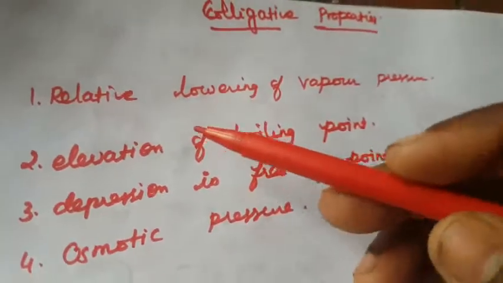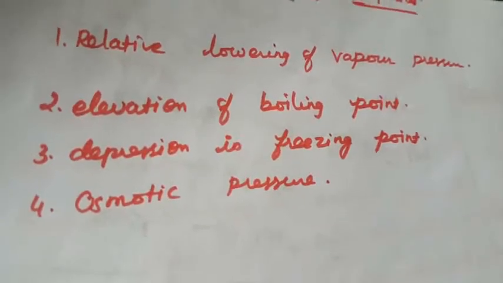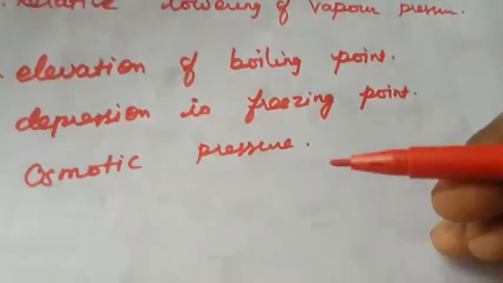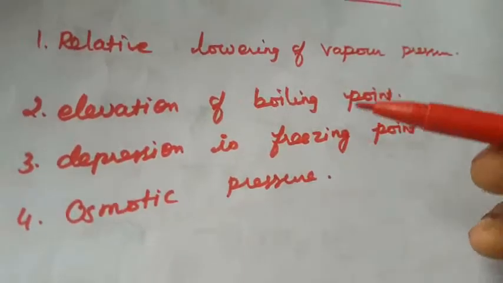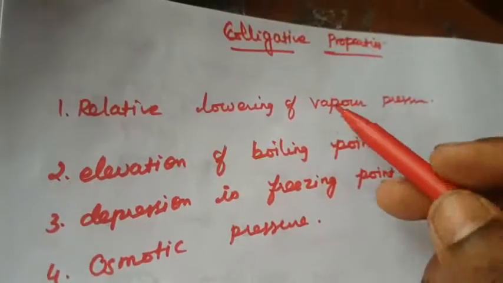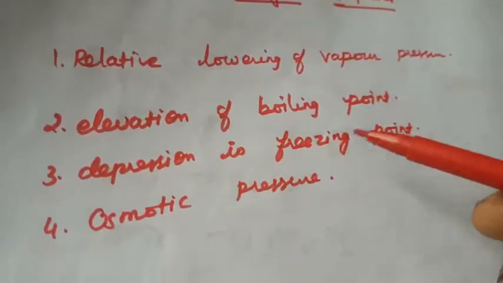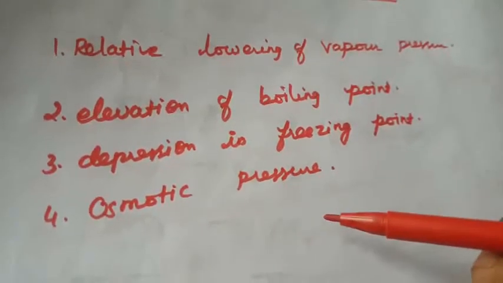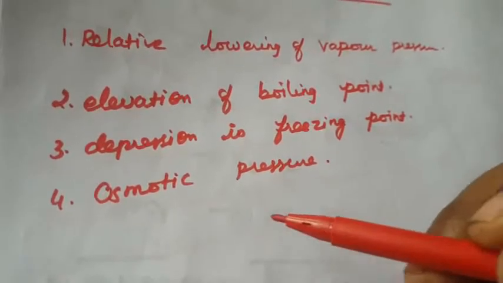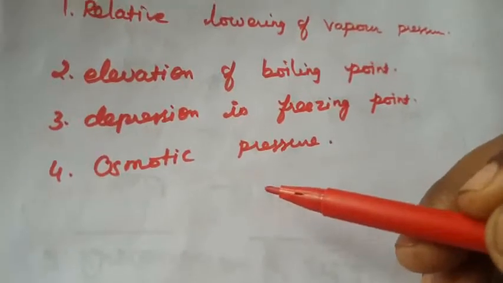The properties are relative lowering of vapor pressure, elevation of boiling point, depression of freezing point, and osmotic pressure. They do not depend upon the chemical nature of the solute, but depend only on the number of solute particles present in that solution. These four properties are known as colligative properties. What is meant by colligative property? Relative lowering of vapor pressure, elevation of boiling point, depression of freezing point, and osmotic pressure do not depend on the chemical nature of the solute, but on the number of particles or molecules present in the solution.